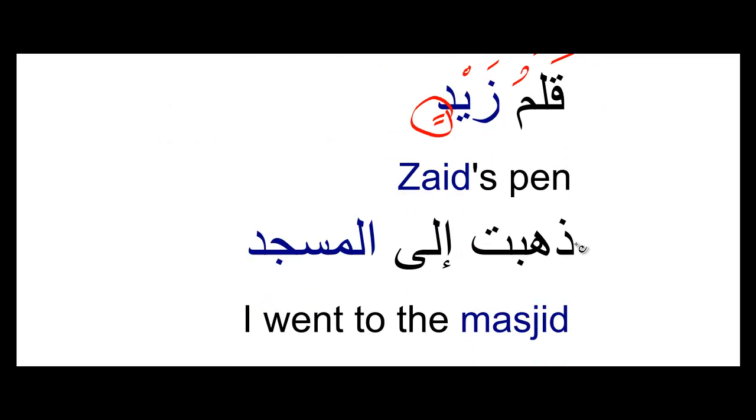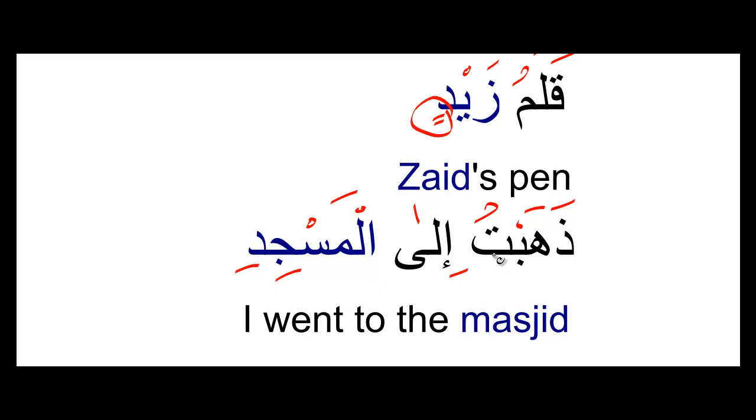And the second example is dhahabtu ila al-masjid. And so what are we going to put on this dal? You guessed it, one kasra. Why did we just put one kasra? Because of the alif lam.